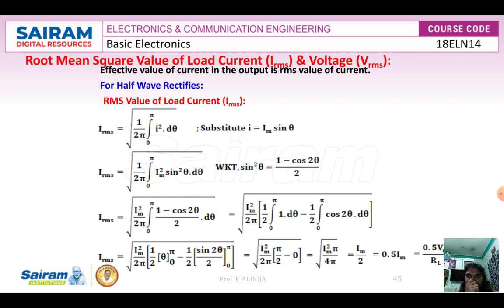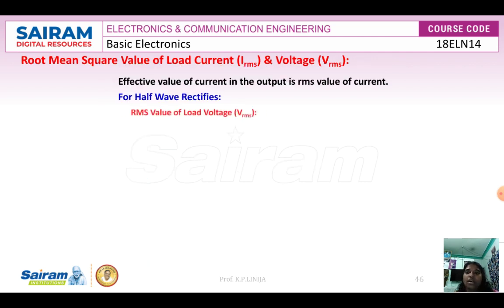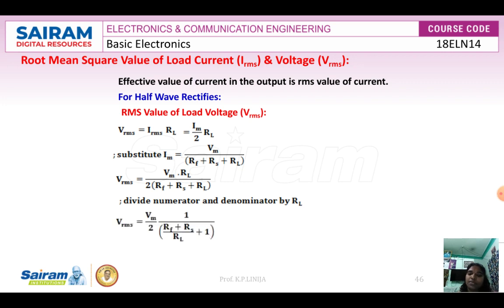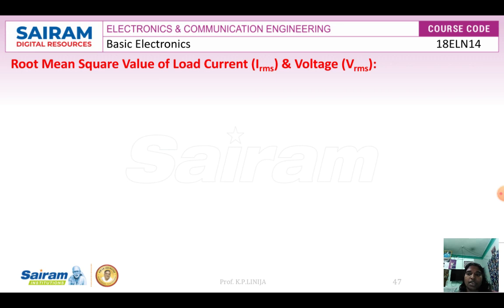Then for the load voltage, that is VRMS, as usual it is IRMS into RL. We know IRMS is equal to Im by 2 into RL, but we know Im is equal to, same substitution, divide numerator and denominator by RL. Already I told that Rf and Rs values will be neglected because these values are very small. So finally we will get Vm by 2. Okay.